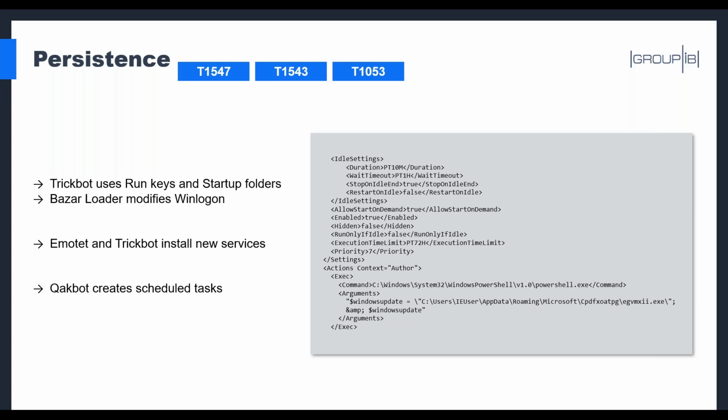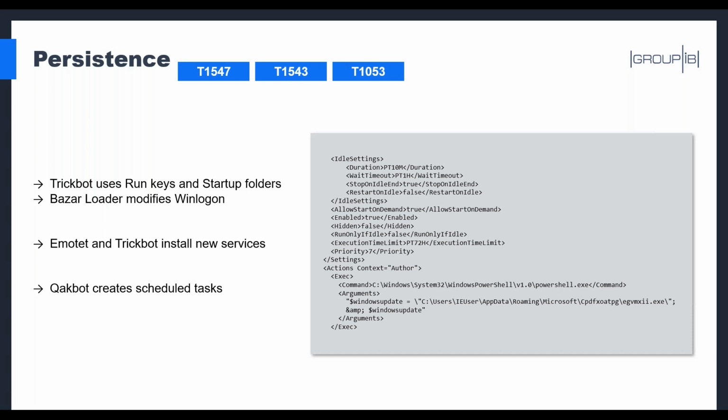Most of these techniques are pretty standard ones, such as usage of run keys or startup folders that are used by Trickbot, for example, and modifications of the Winlogon key in registry that was used by Buzzer loaders. So it's pretty standard techniques. Also, installation of new services is still one of the top techniques that were used by botnet operators. For example, Emotet and Trickbot, both of them can install new services to get persistence.